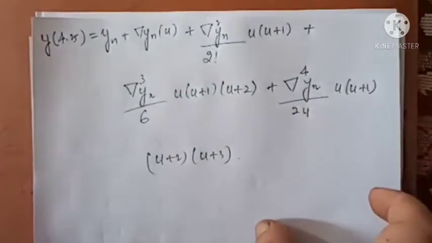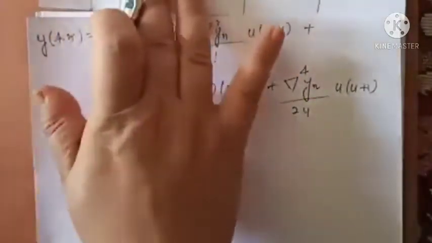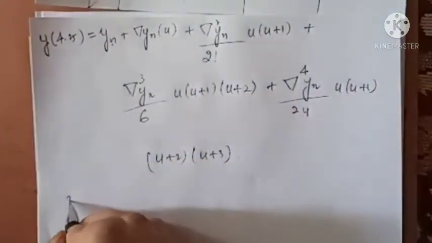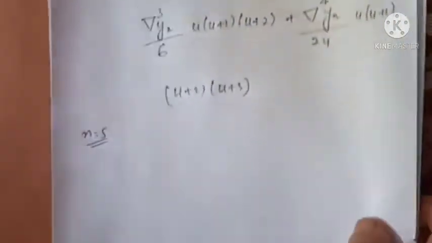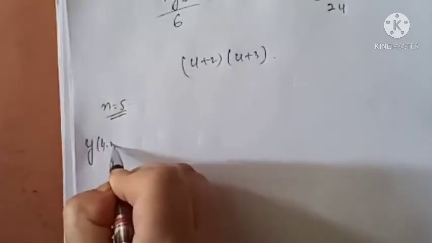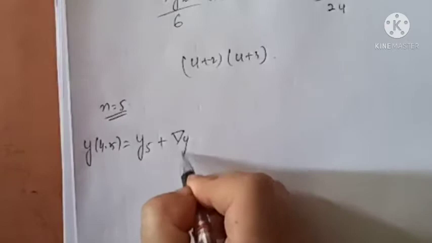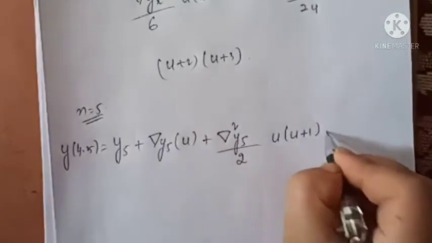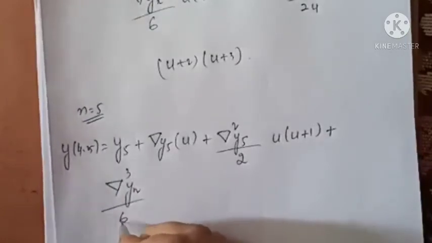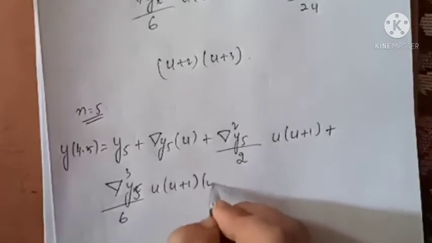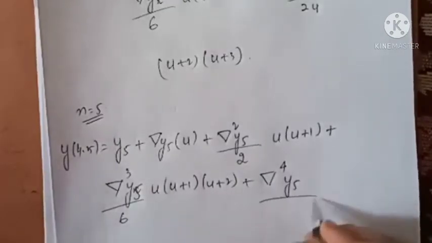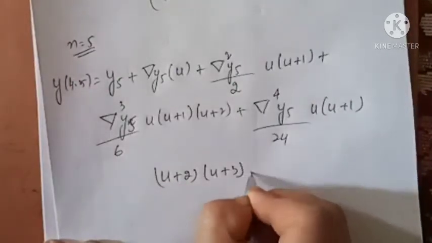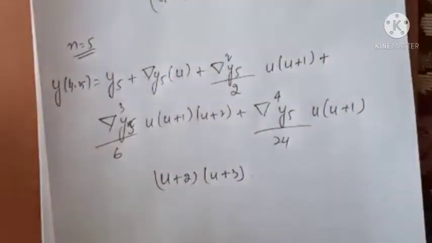Okay, here is a point we must always remember while deriving. We have to take the function value at the last point, that means at the fifth data point. So in this case n is equal to 5. So our formula becomes y of 4.25 will be equal to y5 plus delta y5 u plus delta square y5 divided by 2 u into u plus 1 plus delta cube y5 divided by 6 u into u plus 1, u plus 2 plus delta 4 y5 divided by 24 u into u plus 1, u plus 2 and u plus 3. Okay. Now we have to simply substitute the values, which is very easy.